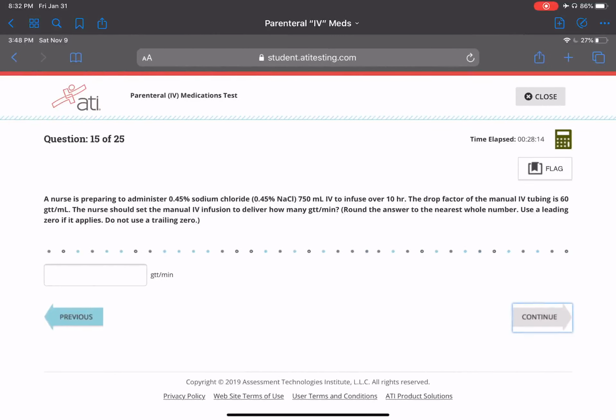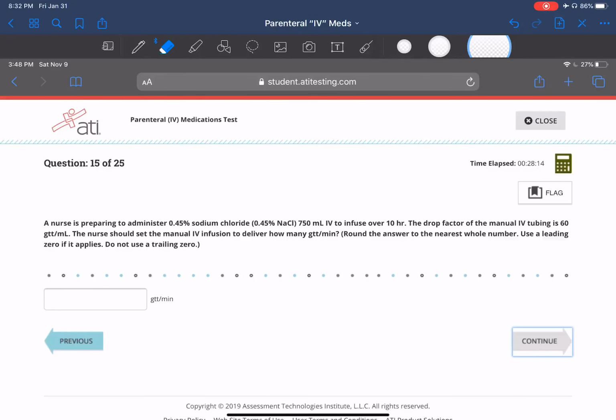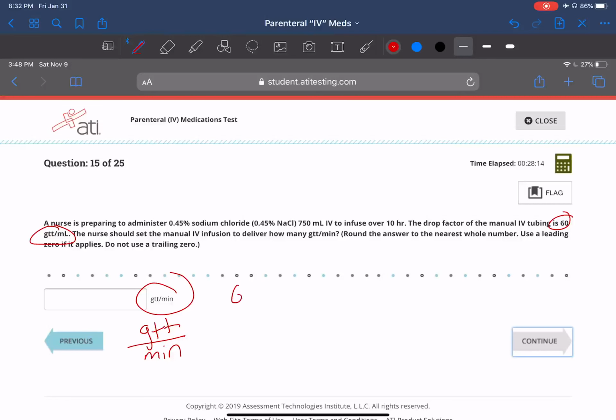All right, next problem. Is this another? Okay, good. So go ahead and pause it right now and read it. All right, so we want to find GTT per minute. Sorry, I have terrible handwriting. So let's find that GTT, which is 60 GTT per 1 ml. And now we need an ml on top because we have one right here.